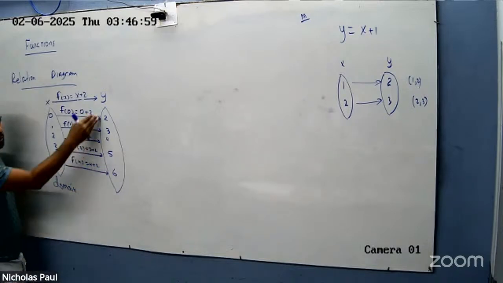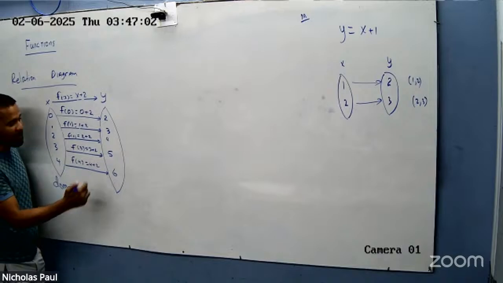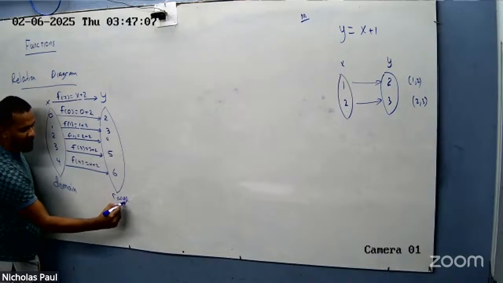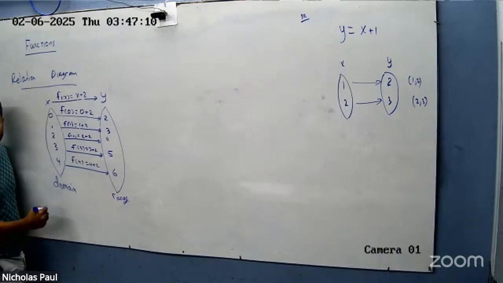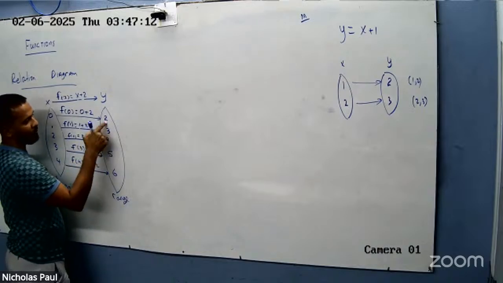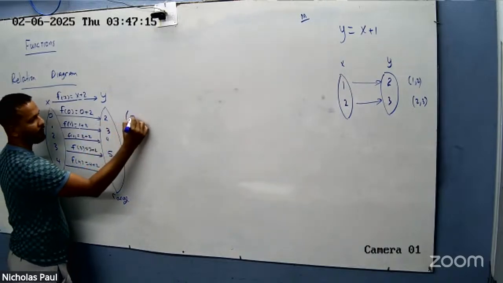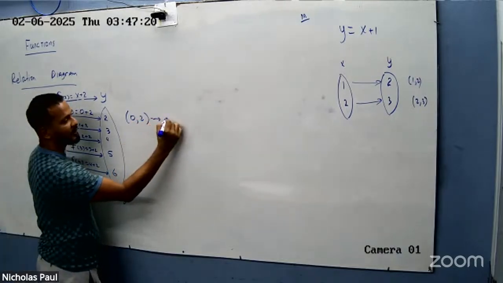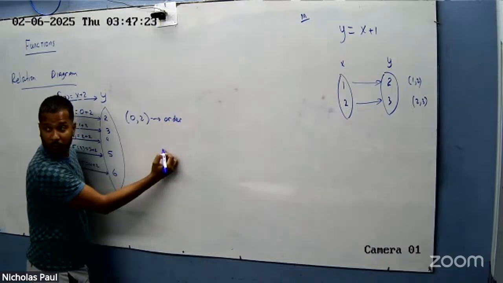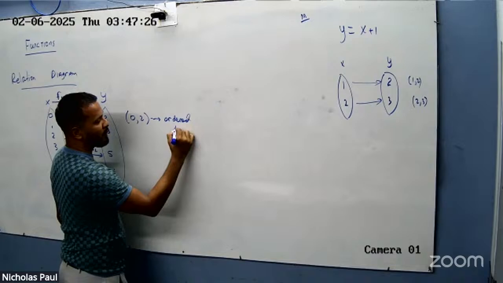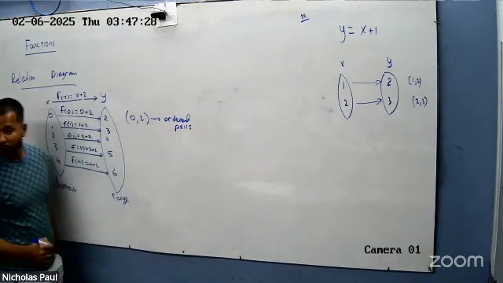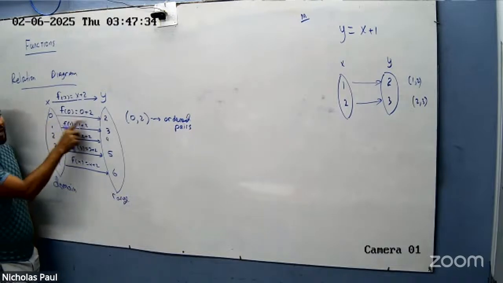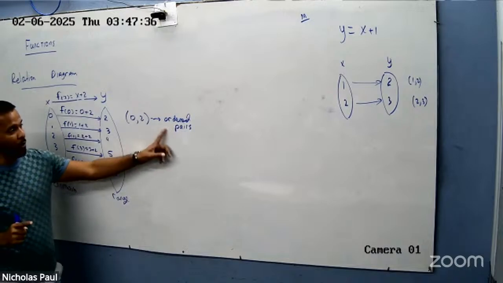Right. You see all these values here that have mappings to them? All these values here represent our range. I'll give you a formal definition just now. These values here can be written like this. When you write them like this, we call this ordered pairs. So together, the x value and the y value together, we call them ordered pairs.